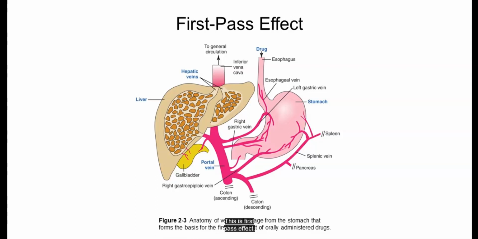This is first-pass effect. Therefore, to overcome drugs that are more susceptible to first-pass effect, like fluticasone or Flovent, another delivery system other than enteral is necessary. Of course, we administer it via aerosol or MDI. Parenteral routes, sublingual, transdermal, rectal, and inhalation avoid first-pass effect.